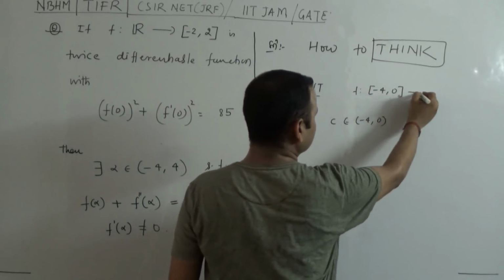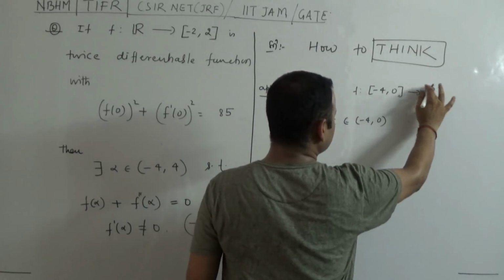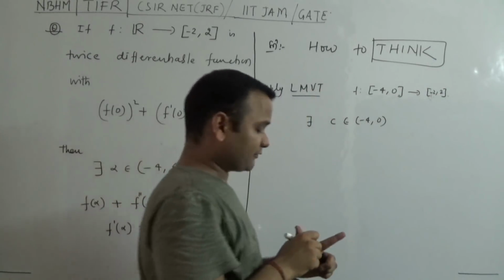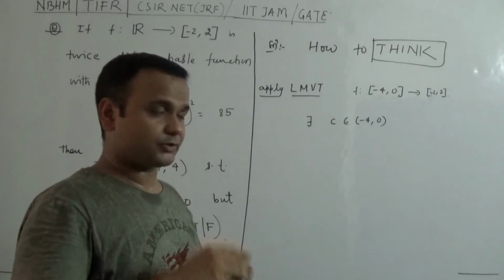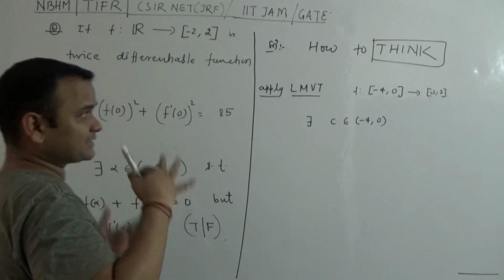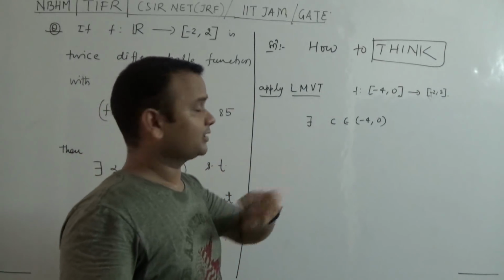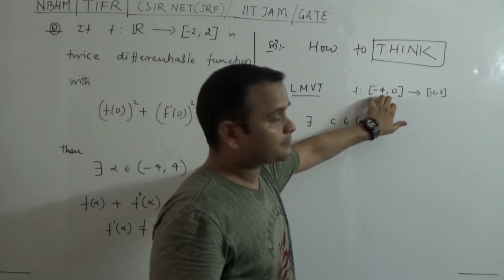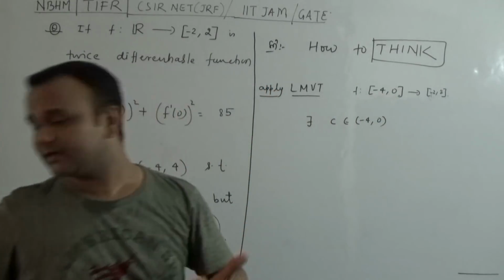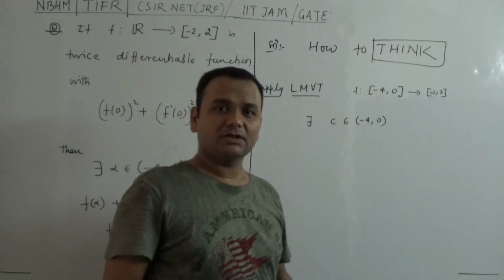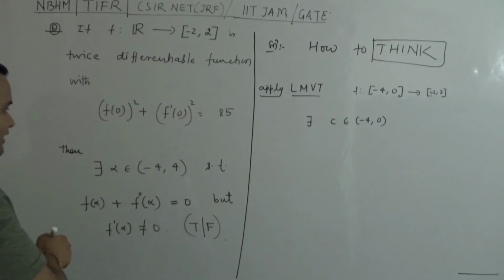If I take the restriction of this function, of course my function is from R to minus 2 to 2. If I restrict my domain to minus 4 to 0, this is still the same function with the same given condition. Condition में कोई change नहीं होगा. So I'll apply my LMVT for this particular interval because to apply LMVT I need an interval. And how did I choose this minus 4 comma 0? Because that is the hint. That is the hint here.